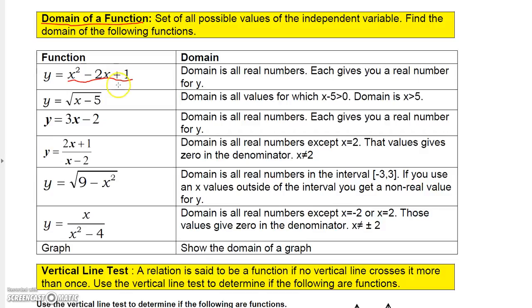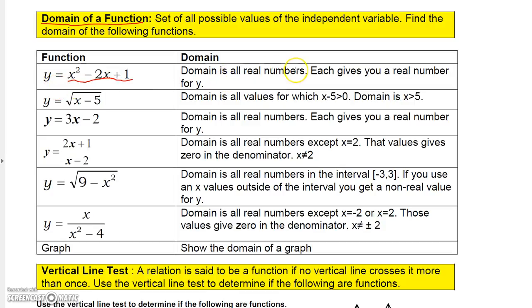I could have varied this and made the independent variable be different letters like t or z, but I went ahead and used x. So here you have x squared minus 2x plus 1. The question you have to ask yourself is, is there any value that I cannot plug into this? In other words, will I get a real number if I plug, say, 1 into this? Well, 1 squared minus 2 plus 1 is a real number. Or negative 2. Negative 2 squared minus 2 times negative 2 plus 1 is a real number. Basically, any number here that you plug in for x is going to give you a real number for y.